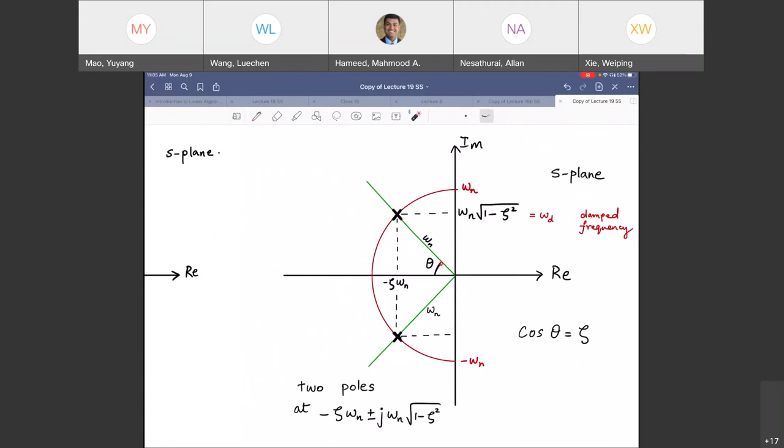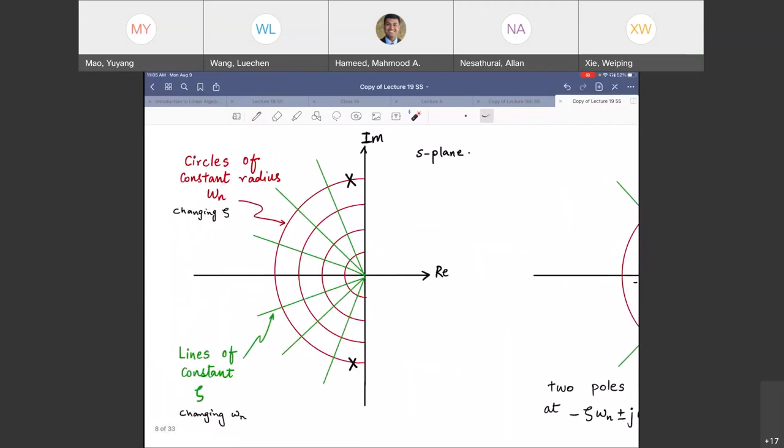Next, this angle, which is theta, is related to zeta. So if you just use some basic trigonometry over here, this is zeta omega n, this is omega n, so cosine theta over here should give you zeta. So zeta is controlling which angle of this line you are going on. Omega n is controlling how far you are going. But if you keep zeta constant, you are picking one line, one green line. And similarly, for the semicircle, you are picking one omega n, so some radius, and then as you are changing zeta, the two complex poles are kind of doing that.